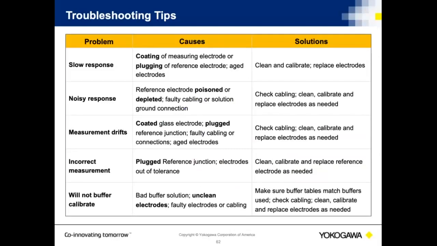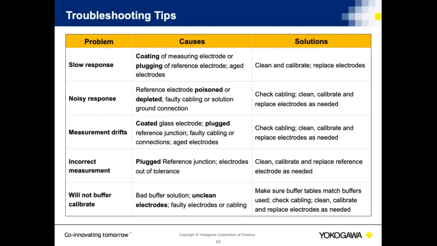They really fall into 5 major categories: slow response, noisy, measurement drifts, incorrect measurements. And what I've seen over the years, it usually relates more to the reference probe than it does the measuring electrode. This is just basically a listing and giving you an idea of what you should do when you find different things.